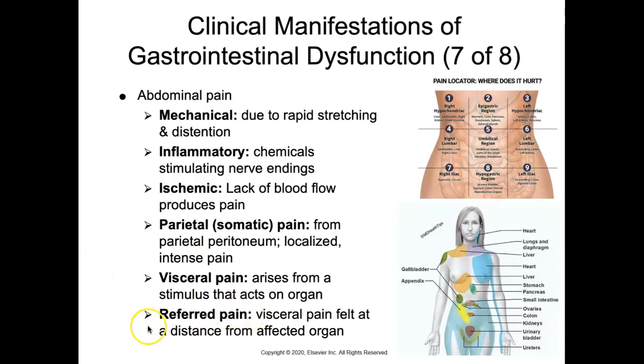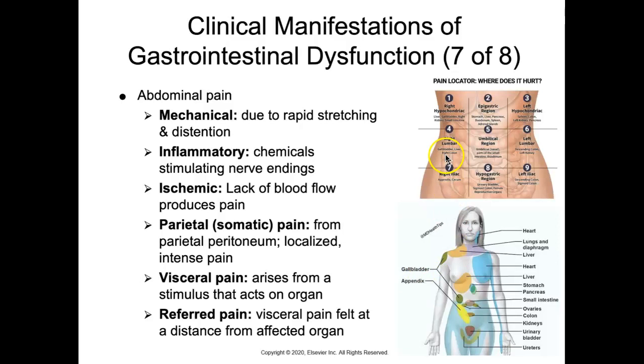Lastly, we have referred pain. We've talked about this before, and this is visceral pain that we feel at a distance from the affected organ. So it's well localized, and we also feel that pain in our skin dermatomes or shared afferent pathways. So for example, we have the gallbladder. We're going to feel that where it is located.